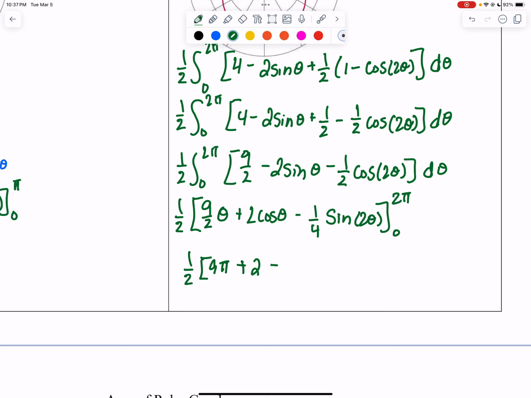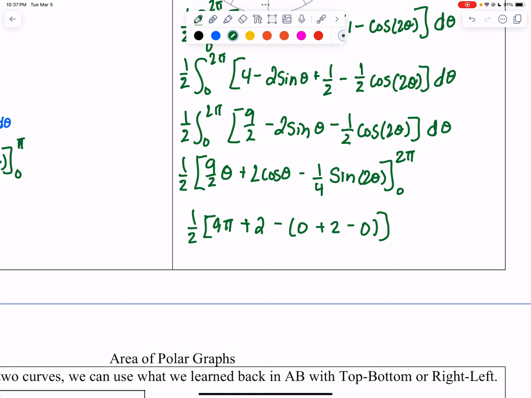Using my lower bound now, I'm going to have 9 over 2 times 0, so 0. Once again, 2 cosine of 0 is just going to be 2. And then 1/4 sine of 0 is just going to be 0. So I have that. The 2's will cancel out, so I'm just left with 9 pi over 2.